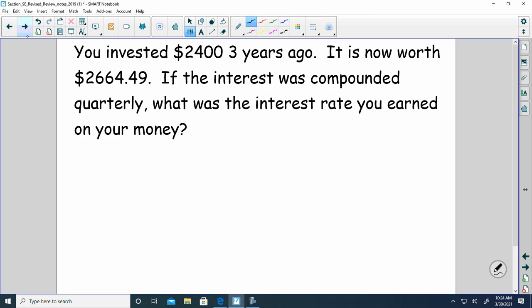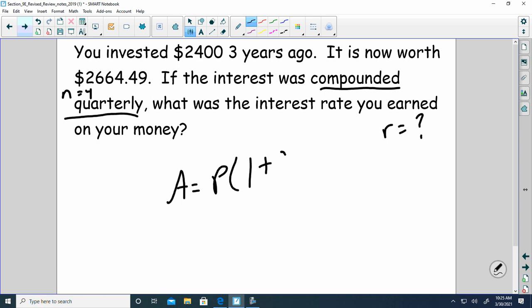All right, if you invested $2,400 3 years ago, it is now worth $2,664.49. If it was compounded quarterly, so this means I have an N value of 4. What is the interest rate? So I need to figure out what the rate is. That's unknown. So this is going to be this equation.